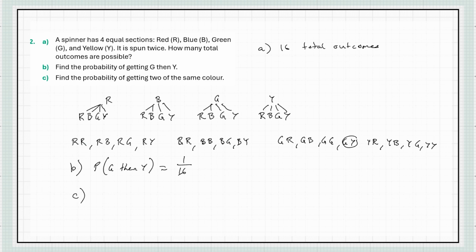C, what's the probability of getting 2 of the same color? Let's have a look how many times that occurs. Red red, blue blue, green green, and yellow yellow. So only 4 times. So the probability of the same color is equal to 4 out of 16, which is equal to 1 in 4. Alright, that's it for this video. Hopefully it's helpful, and I will see you in the next one.